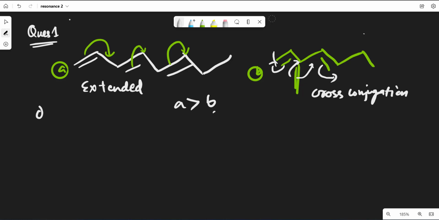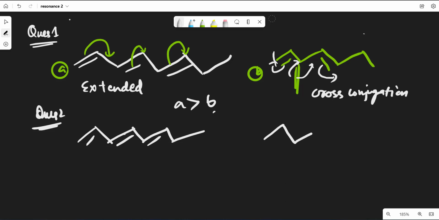I'll give you another example so you don't get confused with this example. You have a similar case on this side, 1, 2, 3, and you have a similar case on this side again. This time, tell me which one is more stable, A or B. You have your time, so just think about it in your mind.